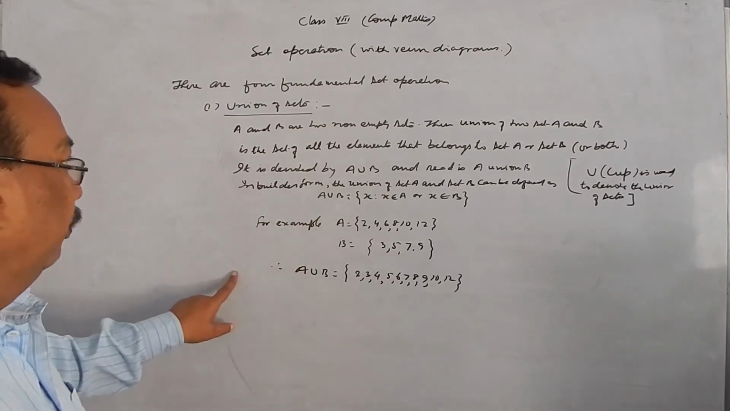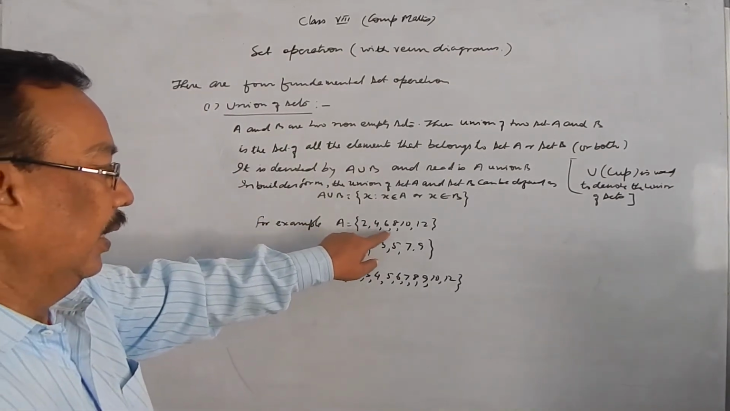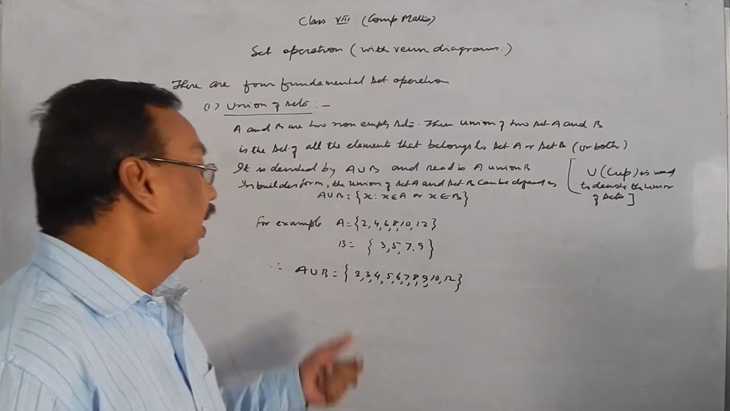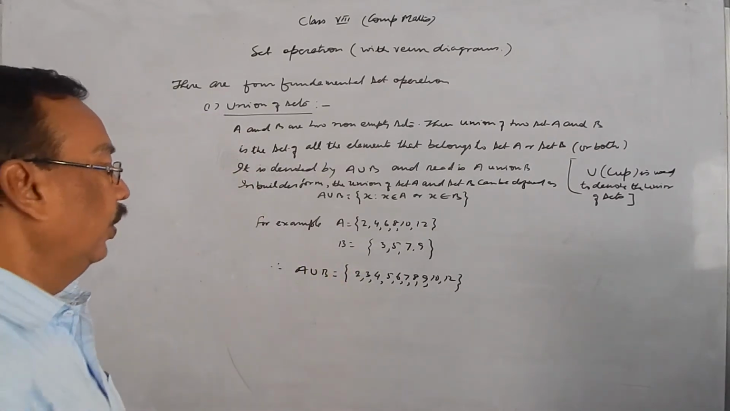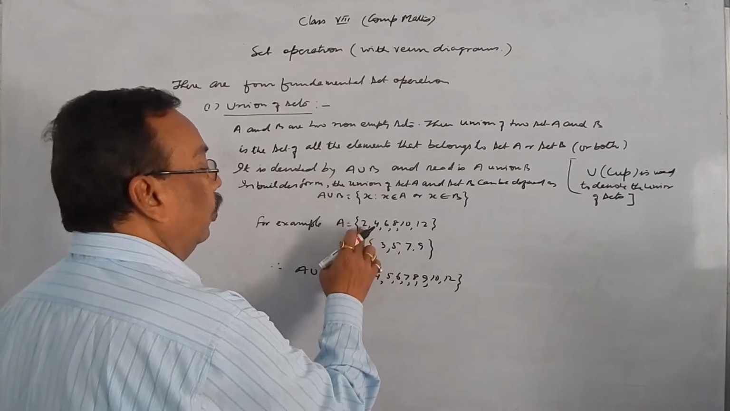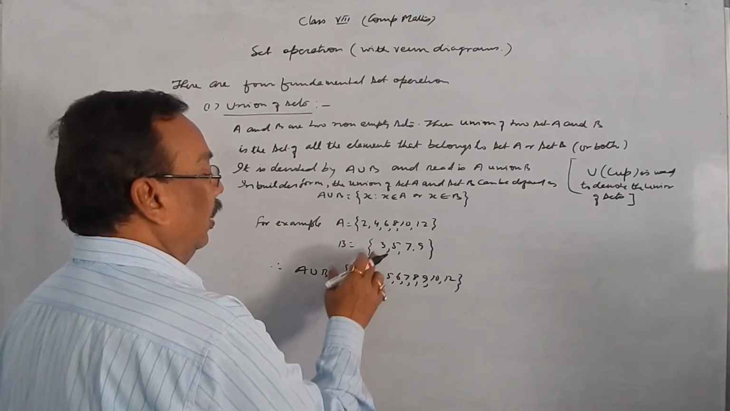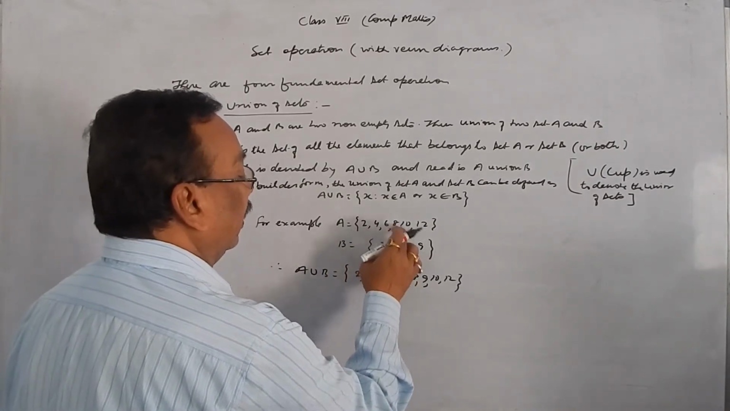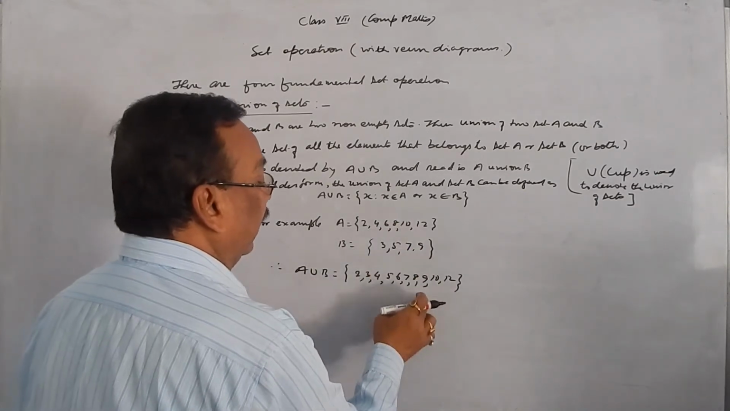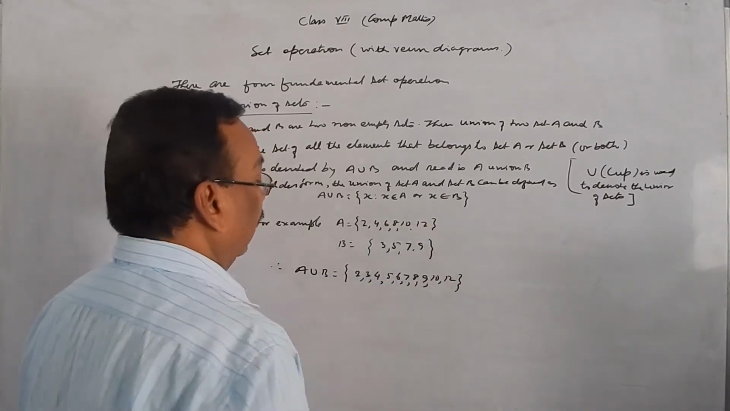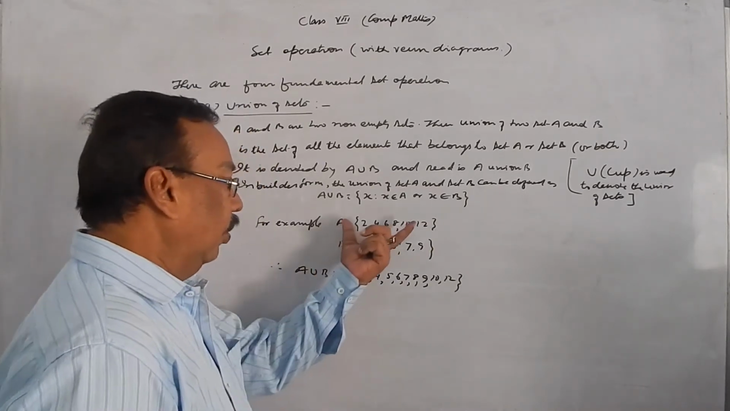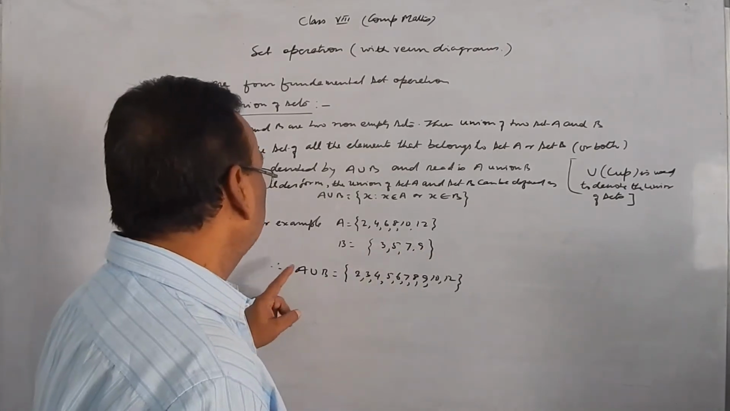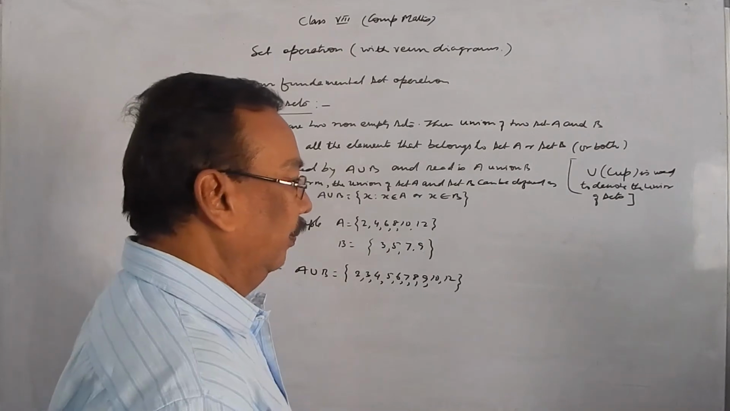Now we take the example. A is 2, 4, 6, 8, 10, 12. B is 3, 5, 7, 9. Union we are taking. So 2 is not in B, but we will write 2. Then 3, 4, 5, 6, 7, 8, 9, 10 and 12. All elements of A and all elements of B are written here. That is why it is called A union B.